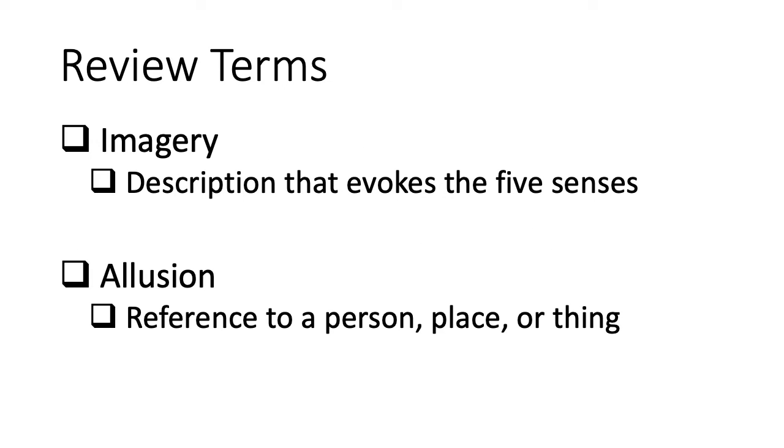So just really quickly to review the terms: imagery, of course, is the descriptive language that evokes all 5 senses. So this does not have to just be sight. It could be smell, taste, touch, any of them. And illusion, as a quick reminder, is a reference to a person, place, or thing that exists, whether real or imaginary, in the world.